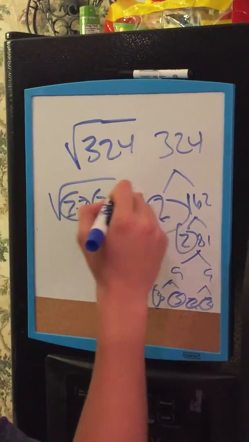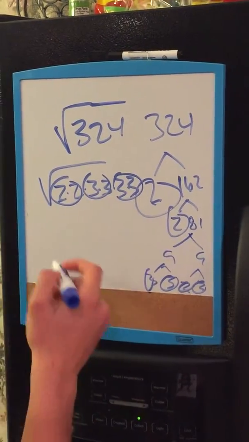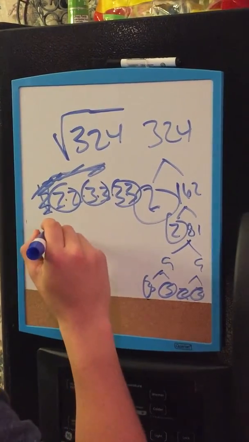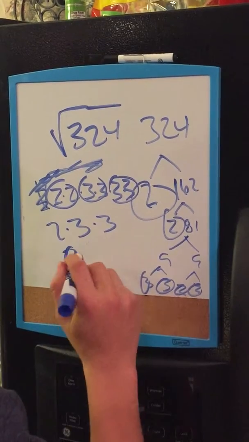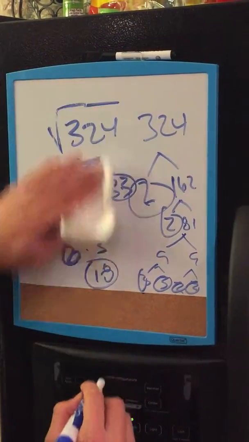You have 1, 2, 3 groups. So what if you have all groups and nothing left in there? Basically you don't need that square root anymore. So now you have 2 times 3 times 3. 2 times 3 is 6 times 3, and that's 18. So that is your answer.